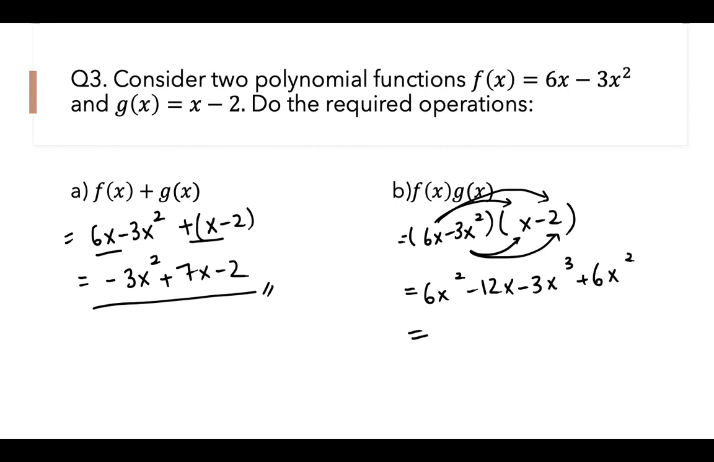Now I would like to collect the like terms, and I would also like to put it in descending order. So negative 3x cubed plus 12x squared minus 12x. And that is your simplified operation of f of x times g of x.